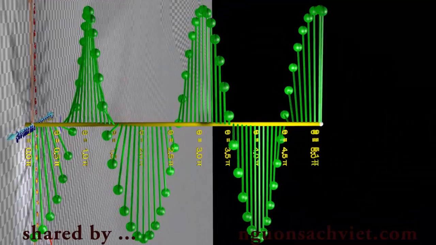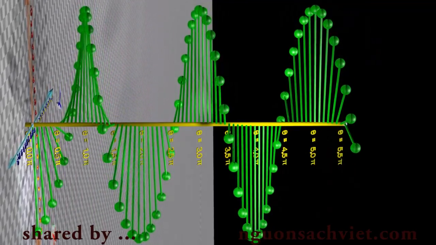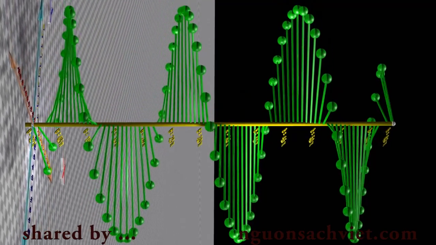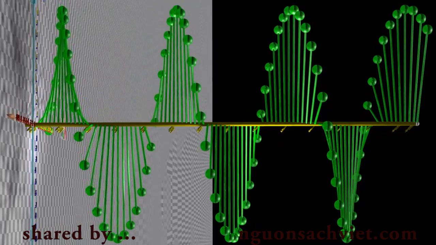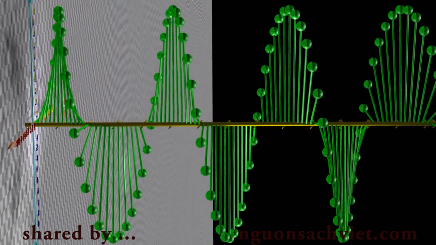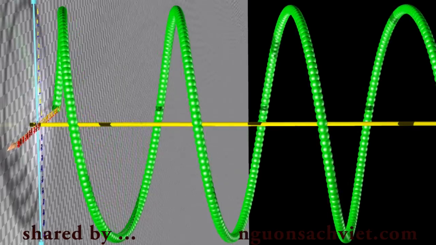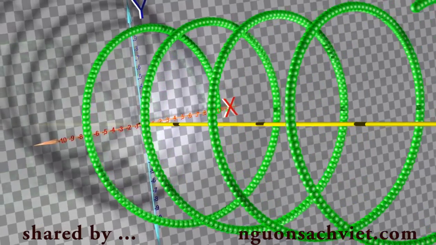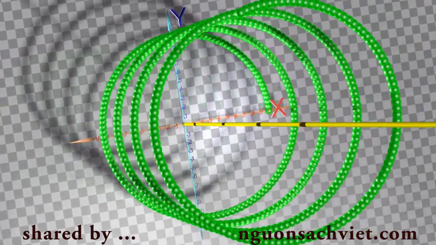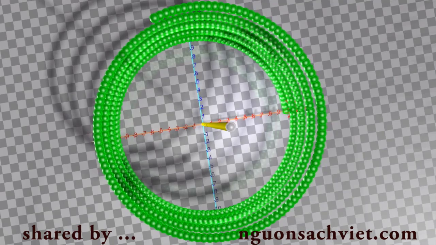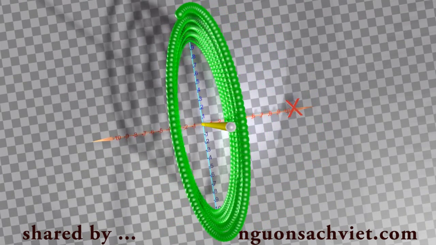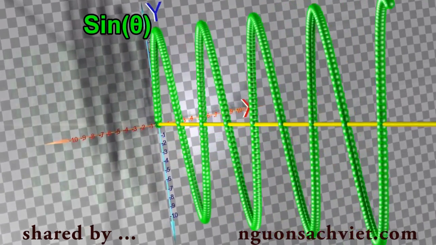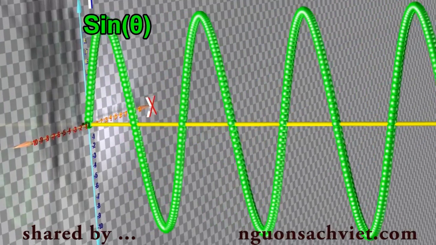The angle theta can range anywhere between negative infinity and positive infinity. This two-dimensional pattern is what we refer to as a sine wave.